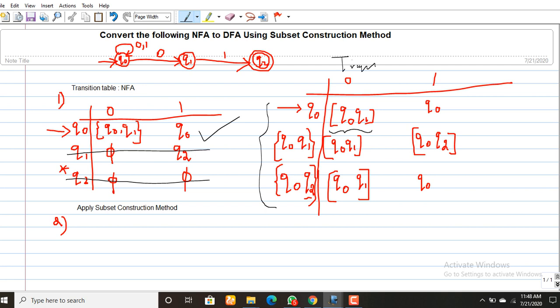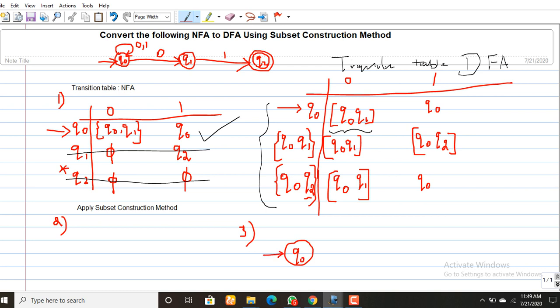This is the transition table for the DFA. Using the subset construction method, you are creating your transition table for the DFA. What's the next step? The final thing is to draw the DFA from the transition table. Starting with Q0, Q0 is your starting state.